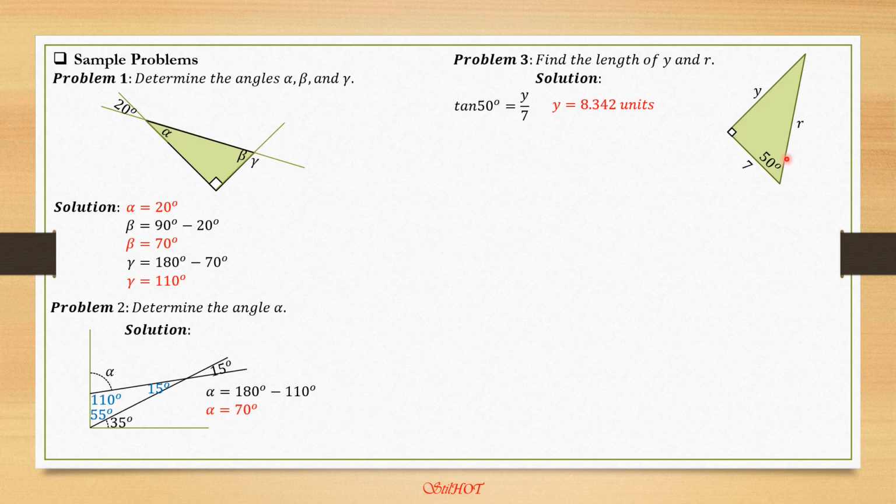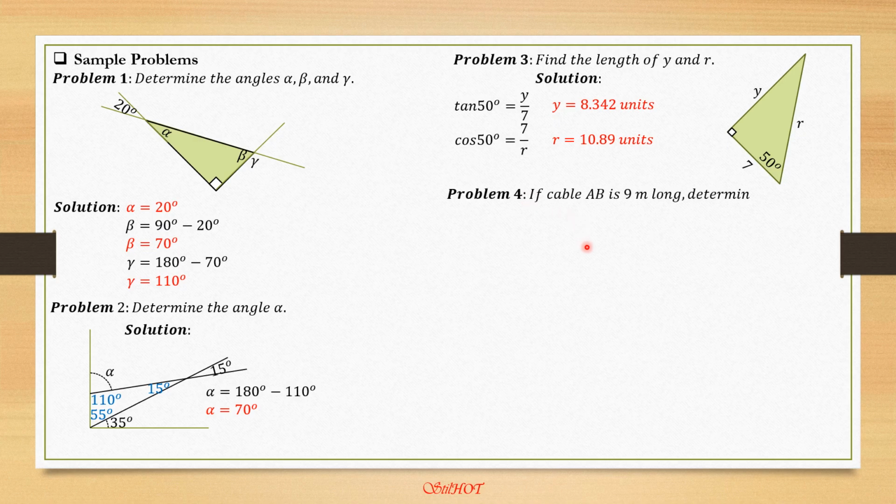Then we use cosine so that we can use 50 and 7 again, not the y. So that's the technique. Do not use the other elements if they are just solved. They may be wrong, no? Use only the original given data. So cosine 50 is adjacent 7 over r, hypotenuse. So r is 7 divided by cosine 50. In your calculator, 10.89 units.